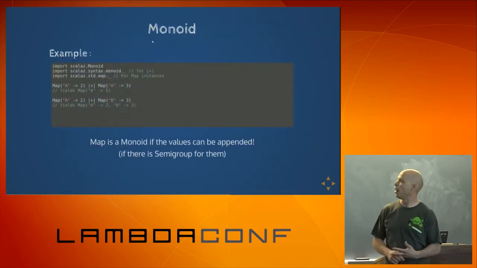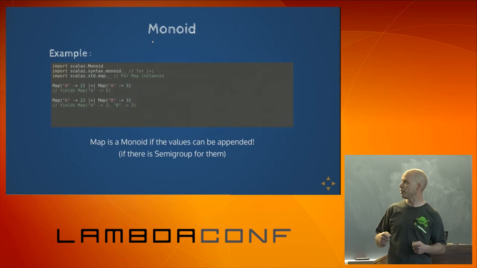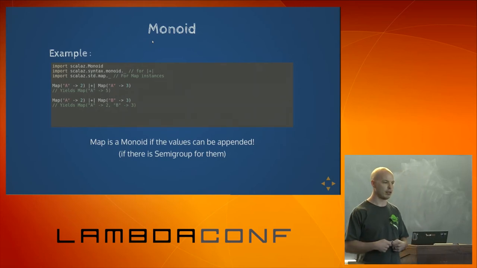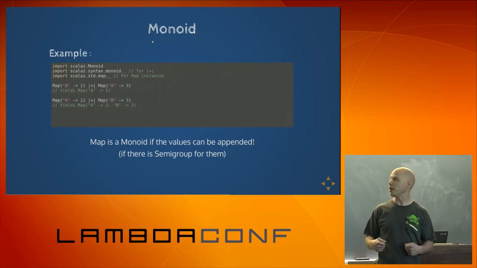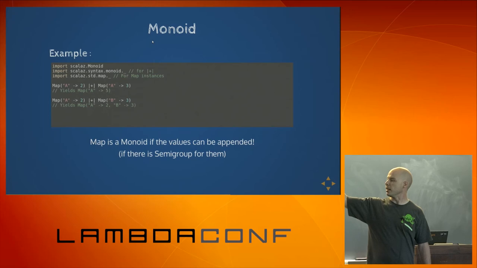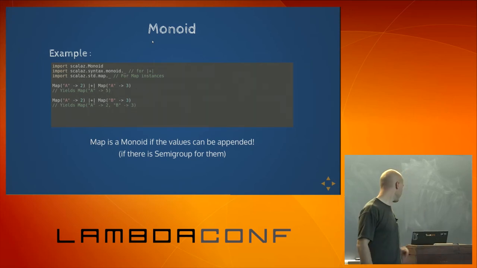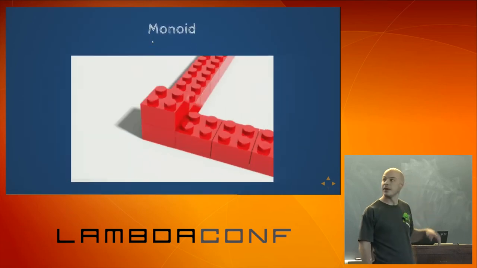So map is a monoid if the values can be appended. That's just saying if you have a semigroup for your value, you can add together maps. Now that's an example here where A, in the first example, 2 and 3 got added together. In the second example, it didn't.